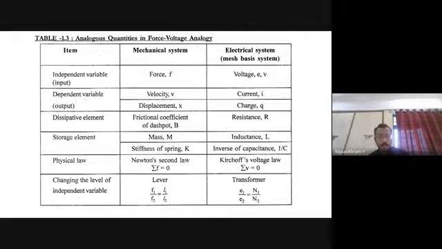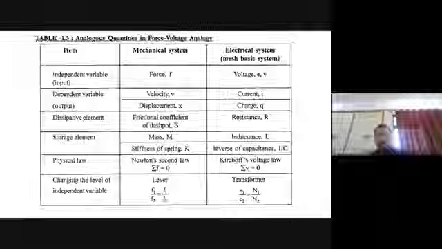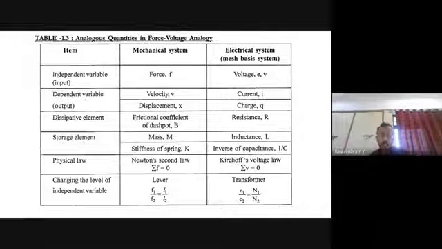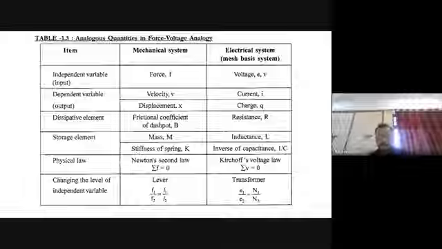As usual, the physical law is Newton's second law, where the summation of all the forces is equal to zero, and in the electrical system, Kirchhoff's voltage law, where the voltage should be balanced. Changing the level of the input dependent variable in the mechanical system is done by the lever. In the electrical system, changing the level is done using primary and secondary windings. Using the transformer, we can step up or step down the voltage. So this is a theoretical one.